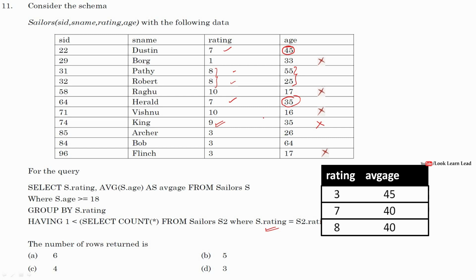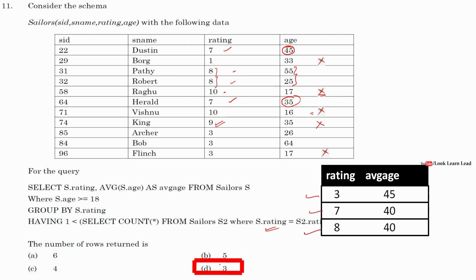Next, move on to the 10th one. 10 is over here, and 10 is over here. We would not be including these tuples because age is less than 18. So this would be our final result. It would contain 3 rows, that is 3 tuples. So the answer should be D.